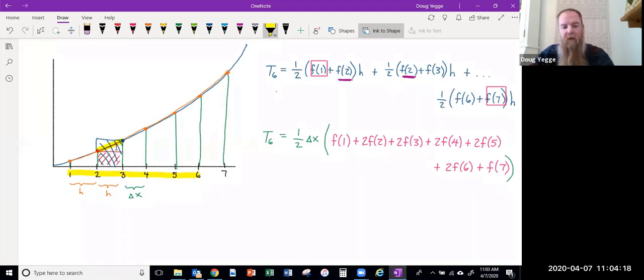But in right endpoints, now I'm using these values. And notice which ones are used once and which ones are used twice. Notice that 1 and 7 are only used once if I take the average, but each of these are used twice. So that's where the formula is a little different as well. Cool.